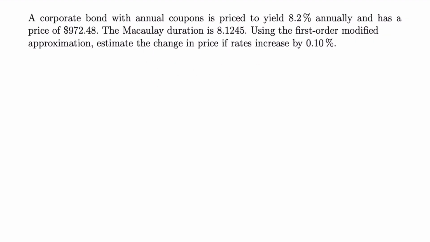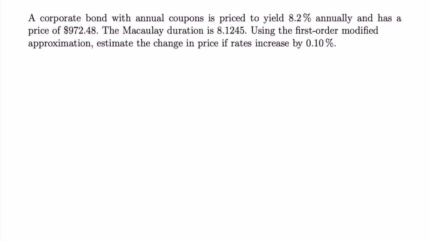Okay, so for our next example, we have a corporate bond with annual coupons that is priced to yield 8.2% annually and has a price of $972.48. The Macaulay duration is 8.1245. Using the first order modified approximation, estimate the change in price if rates increase by 0.10%.